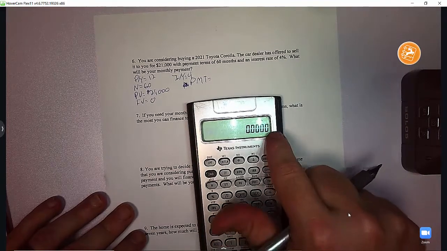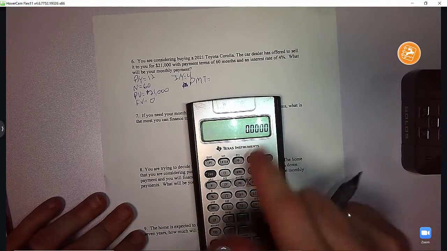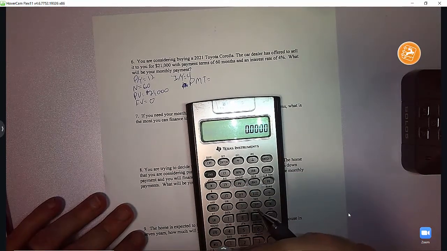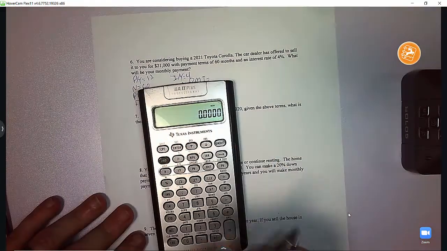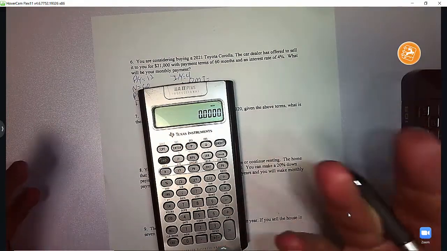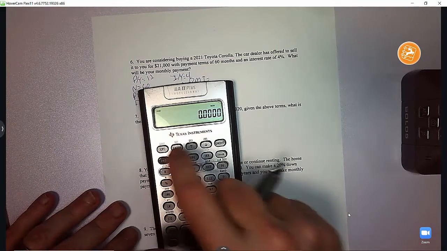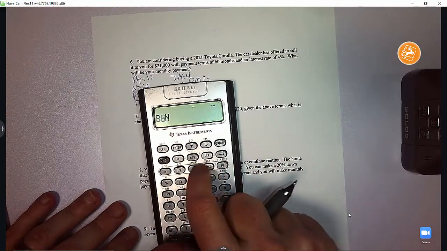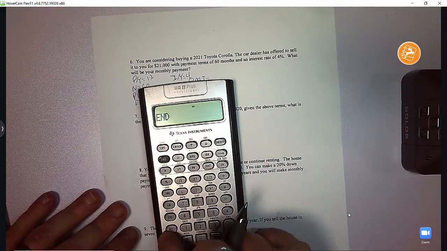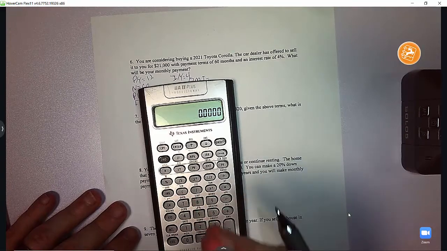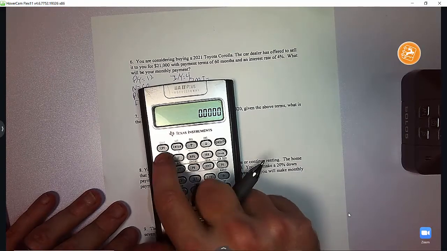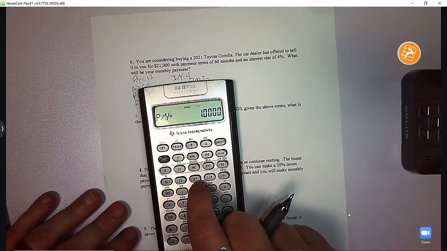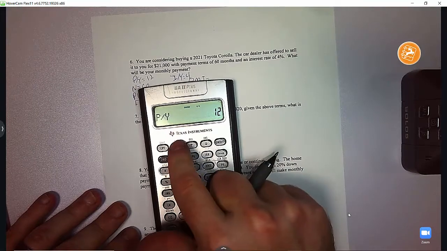So the first thing I want to do is get rid of this BGN because I'm not going to make my first car payment today. I'm going to wait a month because they need to send me the payment booklet and everything. So I'm going to press second and payment and second and enter. And now I want to switch this up for 12 payments per year. So I'm going to press second and I/Y and change that to 12 and then press enter.